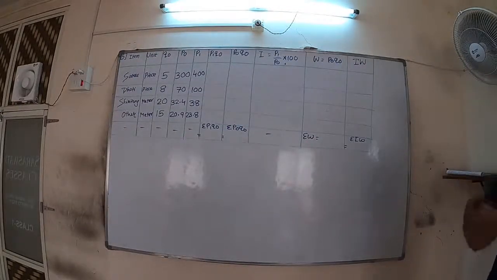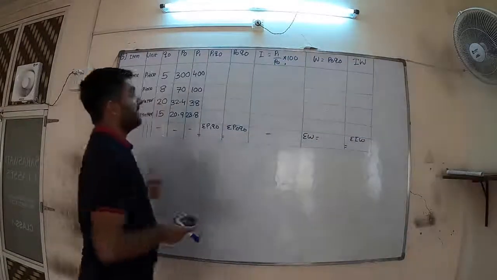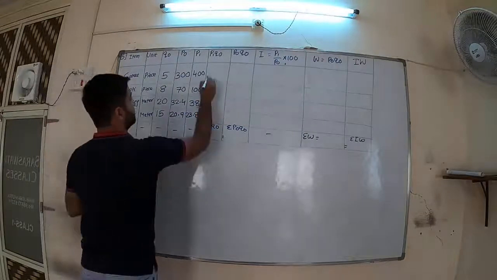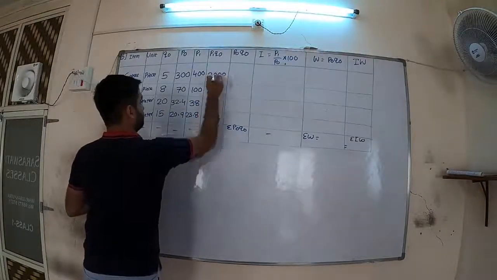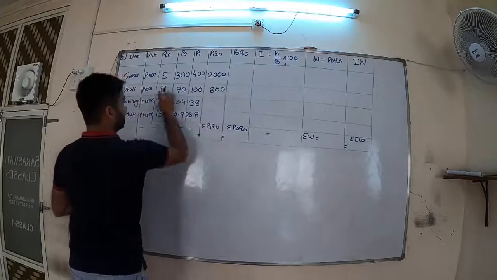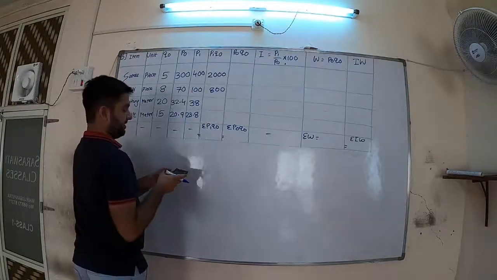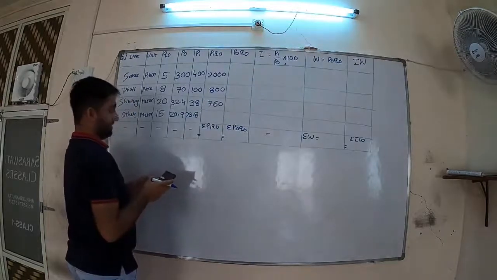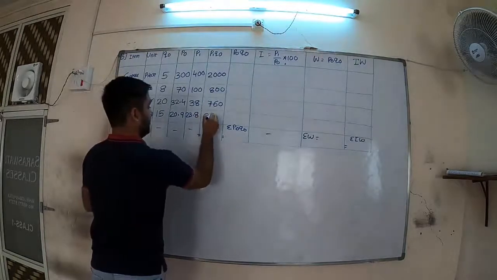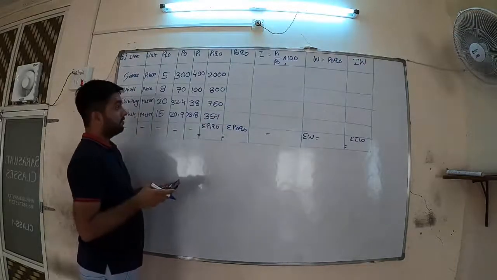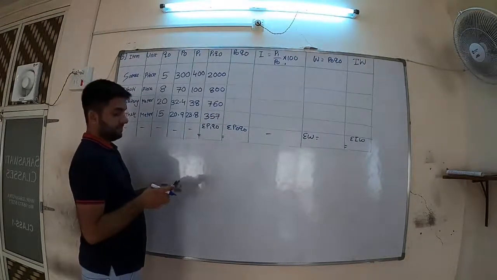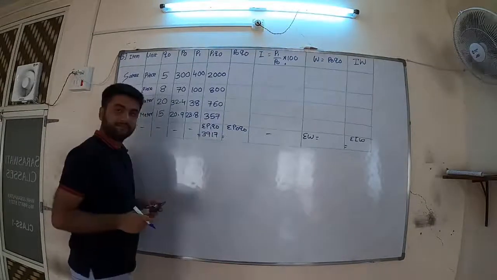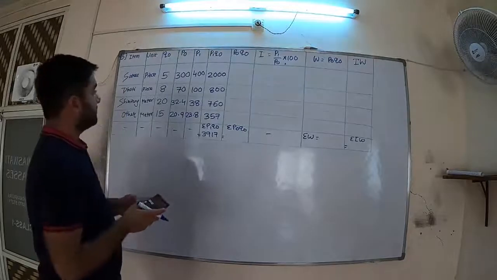Now we are doing P1 Q0. 400 into 5 is 2000. Then 800. Then 38 into 20, 760. Then 23.8 into 15, 357. 2800, 760, 357. Total 3917. Okay?